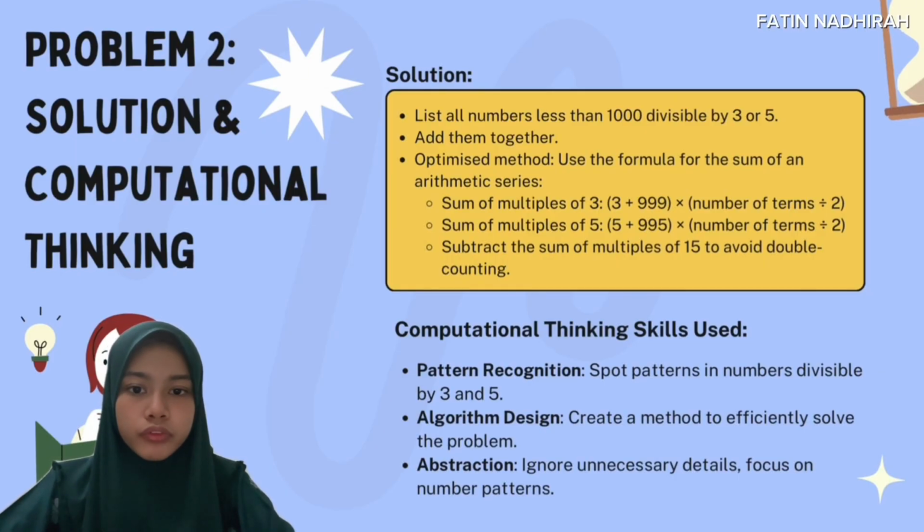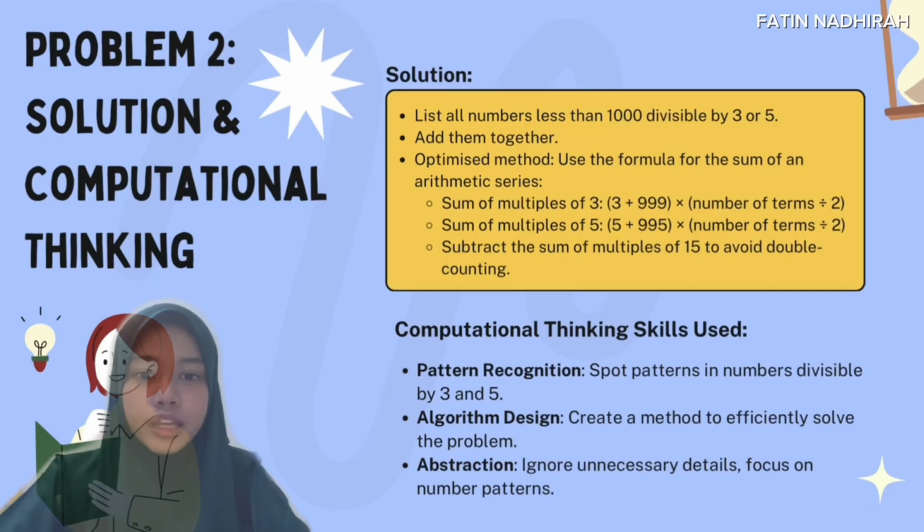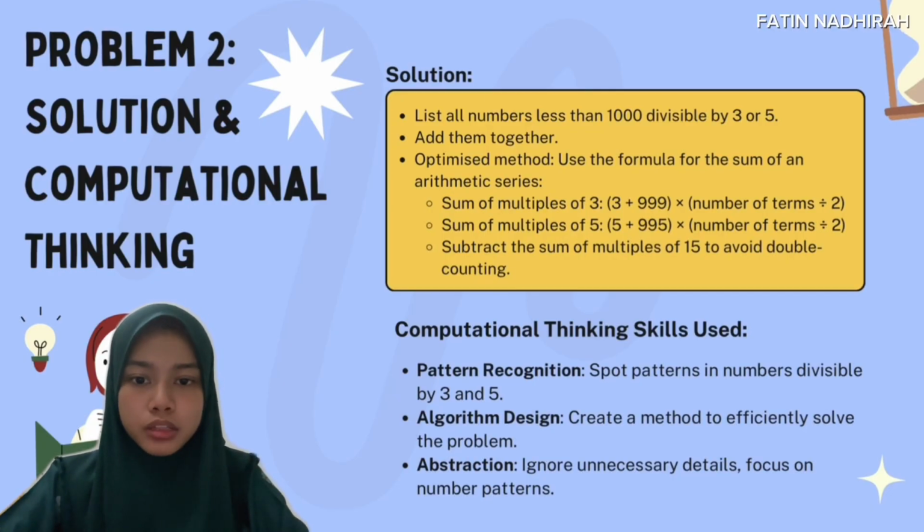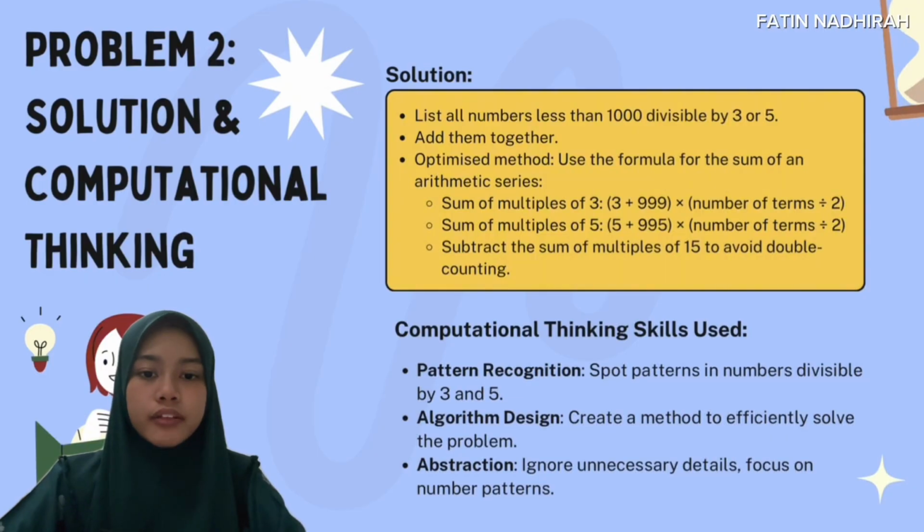The sum is 15 plus 990 multiplied by 66 and divided by 2. Now we add the sum of multiples of 3 and 5, then subtract the sum of the multiples of 15. Total is equal to sum of 3 plus sum of 5 minus sum of 15. This gives us the correct final answer efficiently without needing to manually add hundreds of numbers.